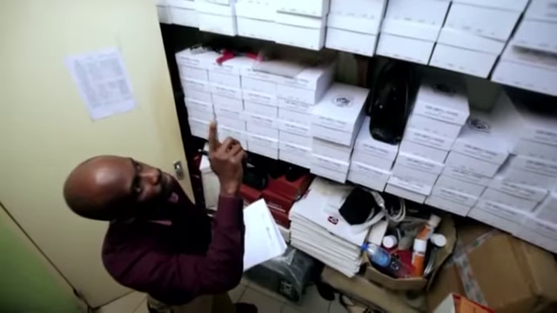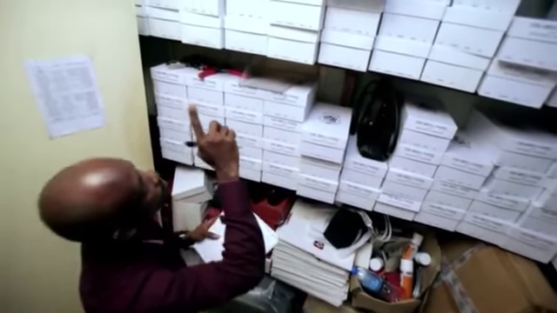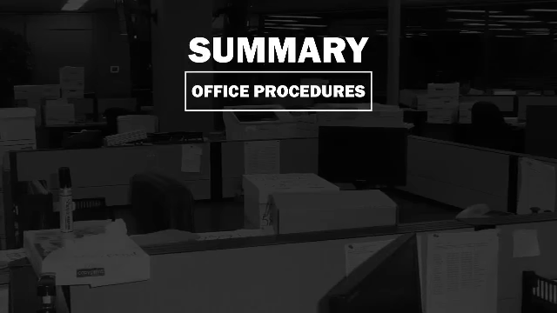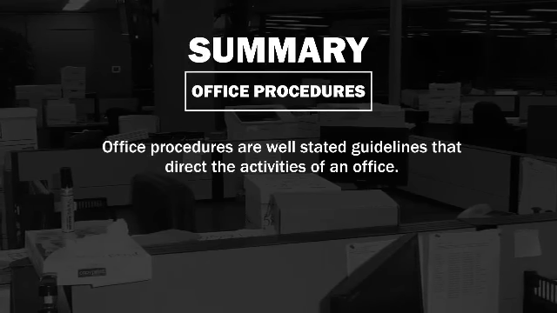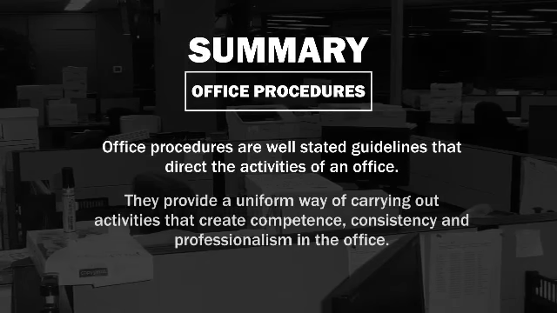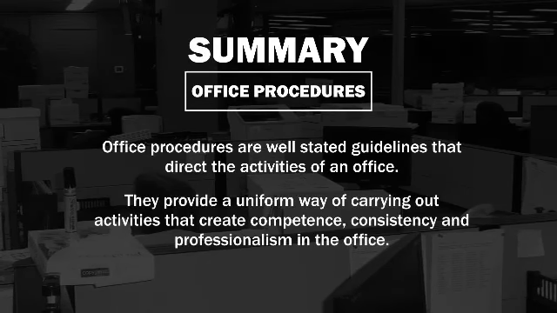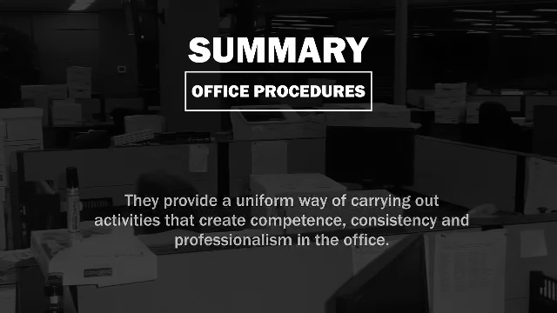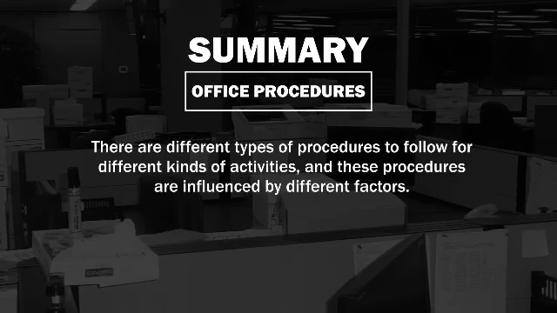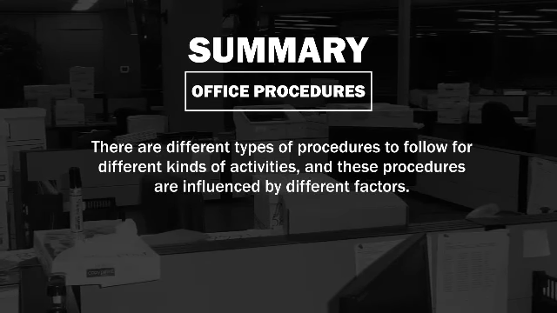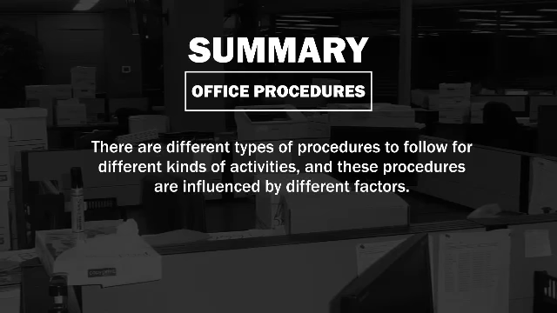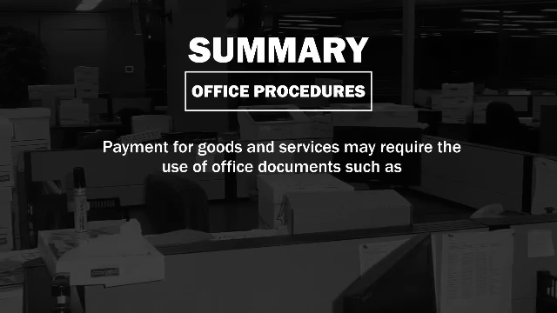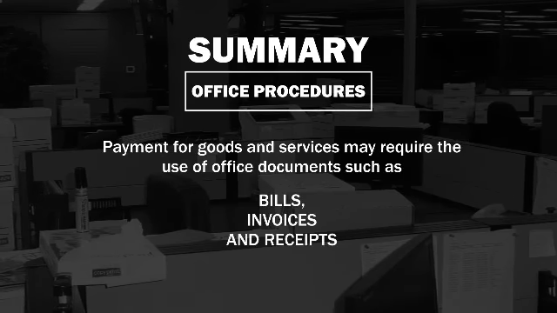Regular stock taking and analysis of the information gathered is referred to as stock control. So, in summary, office procedures are well-stated guidelines that direct the activities of an office. They provide a uniform way of carrying out activities that creates competence, consistency, and professionalism in the office. There are different types of procedures to follow for different kinds of activities, and these procedures are influenced by different factors. Payment for goods and services may require the use of office documents such as bills, invoices, and receipts.